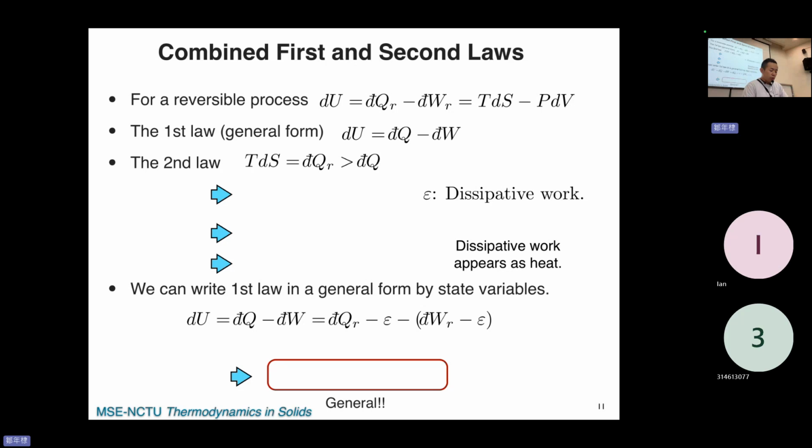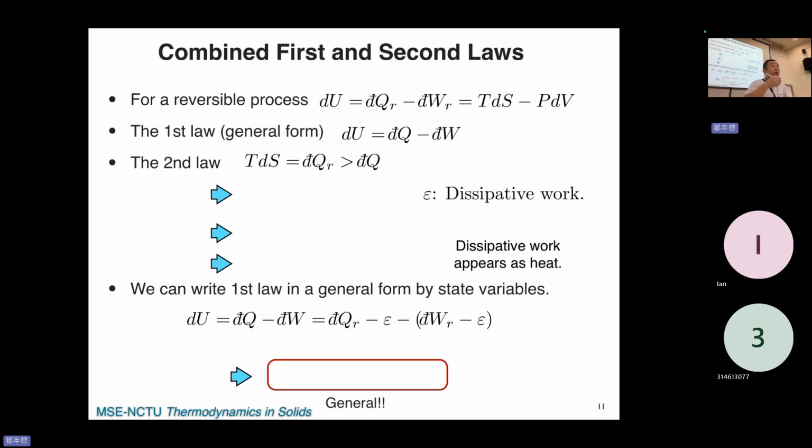All right, so let's see another possibility. Can we combine the first and second law by using some mathematics or some knowledge we introduced previously? So let's take a look. For a reversible process, dU equals d bar Qr minus d bar Wr, and TdS, no problem. This is what we learned in the previous few pages.